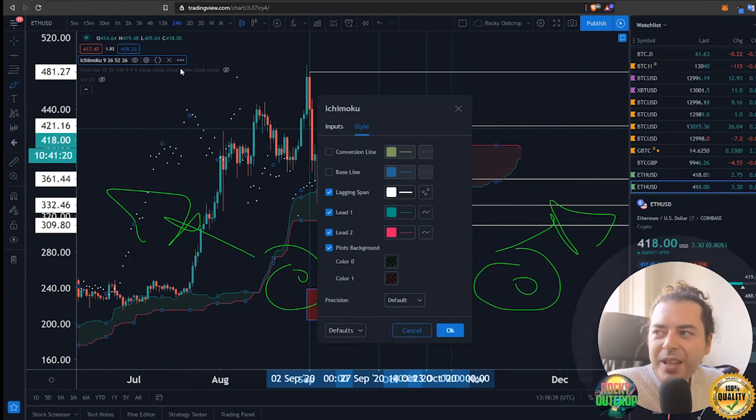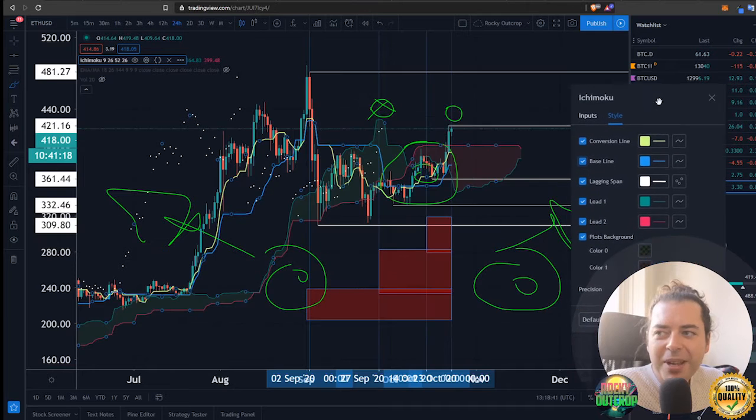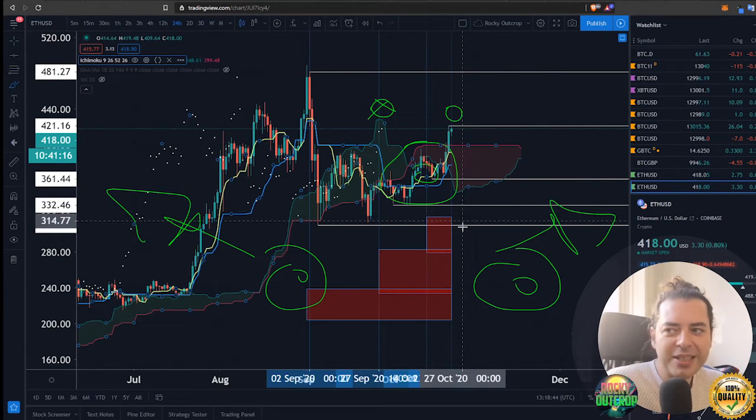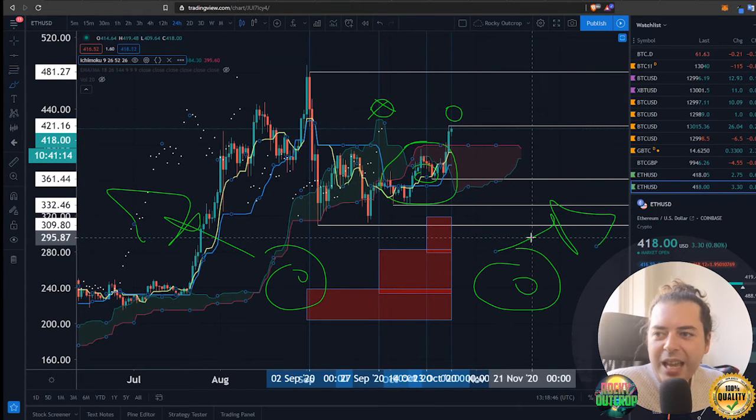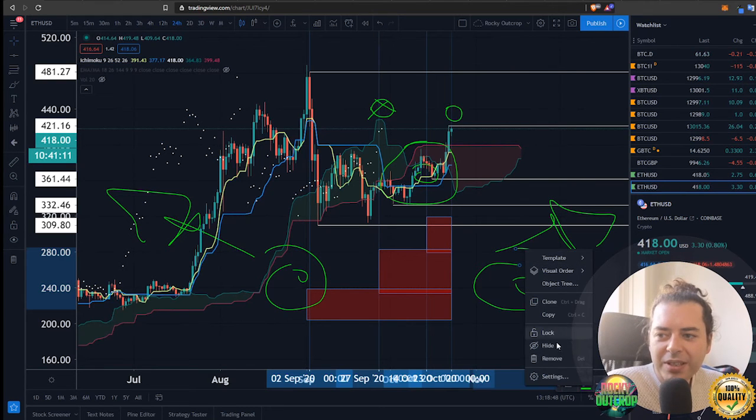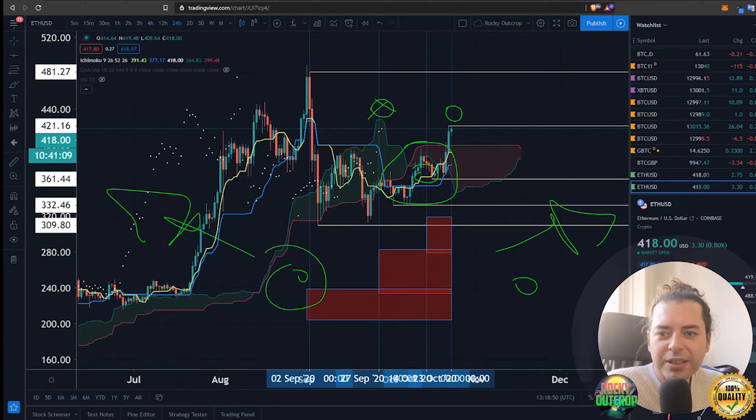So let's put these two lines back on then and have a little bit of a chat about the fact that these are indeed averages of a different sort to moving averages. Right, let me just remove these brush marks.